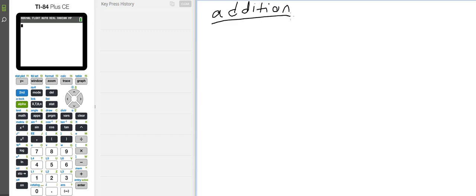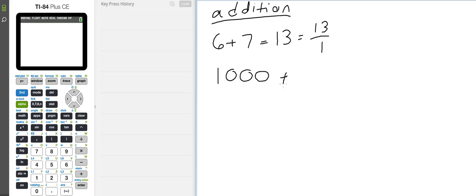When you have two rational numbers, let's say 6 plus 7, it's 13, which is still rational because 13 is 13 over 1, which is a fraction, and any fraction is rational. No matter how big or how small you have these numbers, when you're adding two rational numbers, it's always going to stay rational. You have 1,000 plus 60,000, still going to stay rational. It's going to be 61,000. No matter how big or how small your rational numbers go, they're still going to be rational.